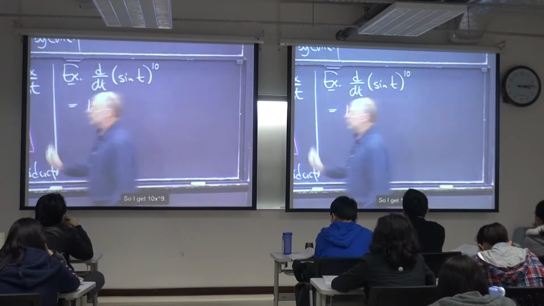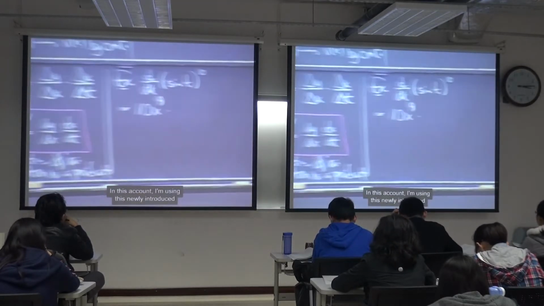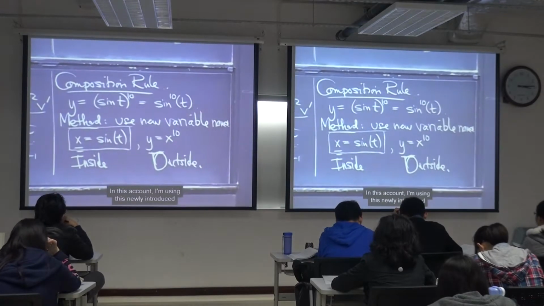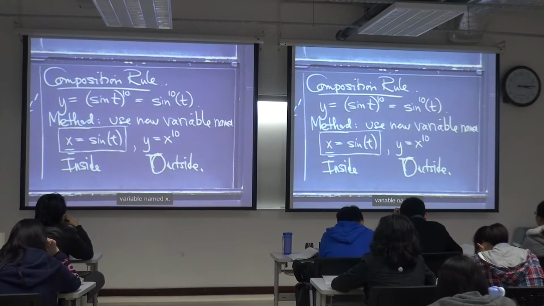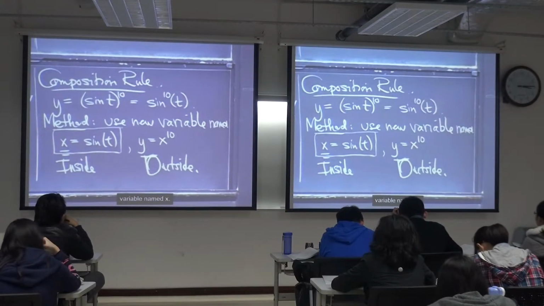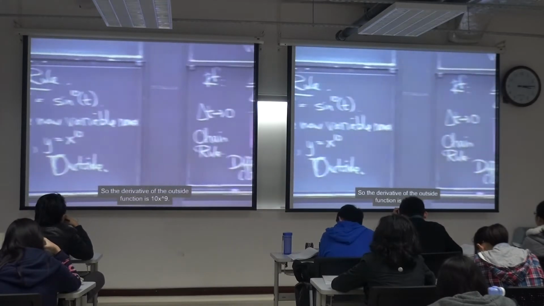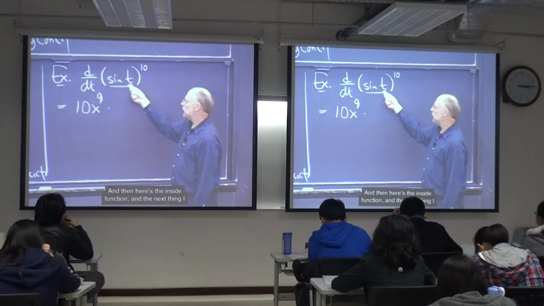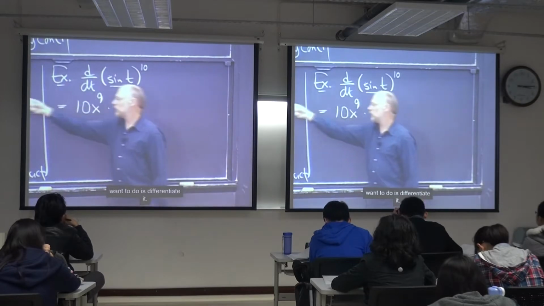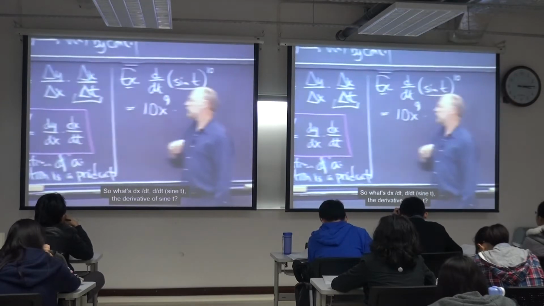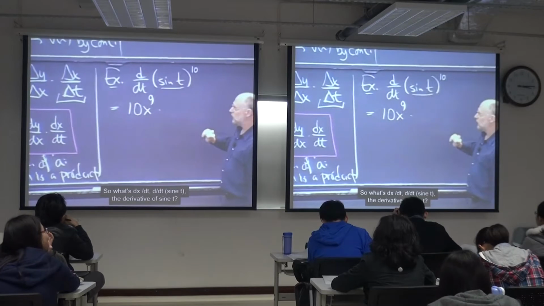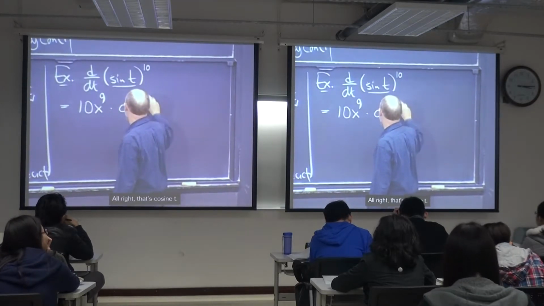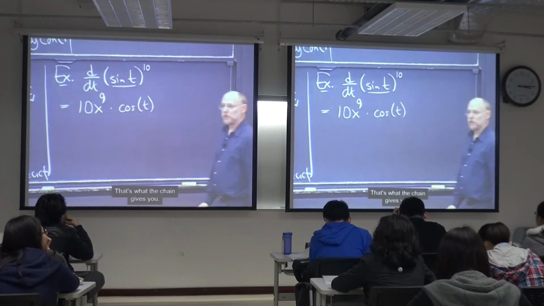I'm using this newly introduced variable named x. So the derivative of the outside function is 10x to the 9th, and then here's the inside function, and the next thing I want to do is differentiate it. So what's dx/dt? The derivative of sine t, all right? That's cosine t. That's what the chain rule gives you.